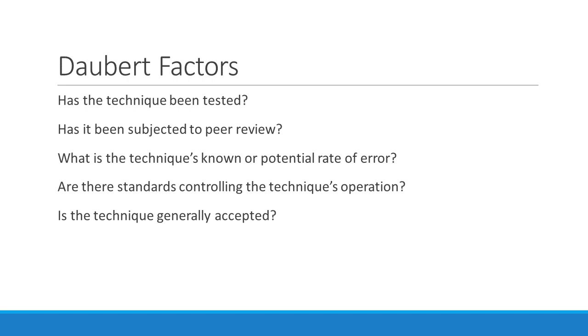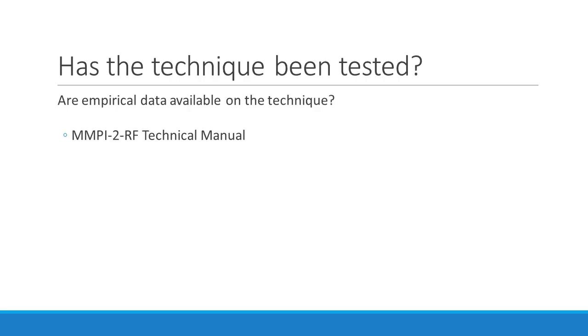Has the technique been tested? Has it been subject to peer review? What's the technique's known or potential rate of error? Are there standards controlling the technique's operation? Is the technique generally accepted, retaining that old Frye standard? So I'm going to go over this pretty quickly because I do think that the MMPI-2-RF meets all of these factors. So this will just give you some ammunition.